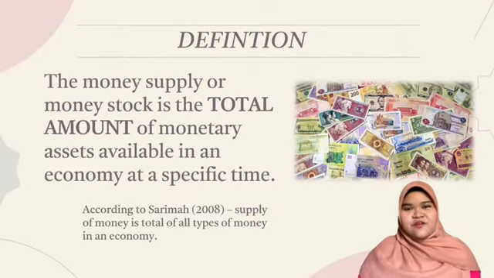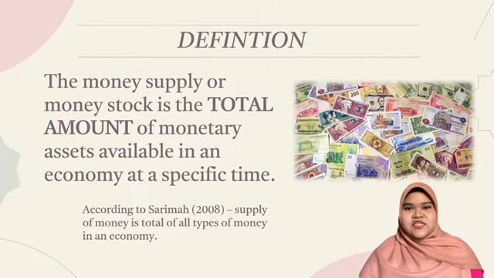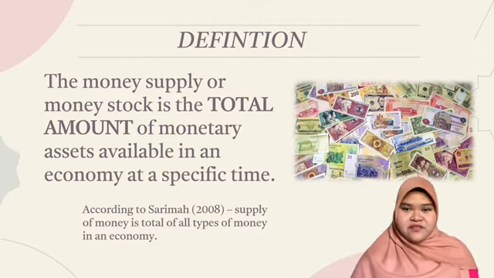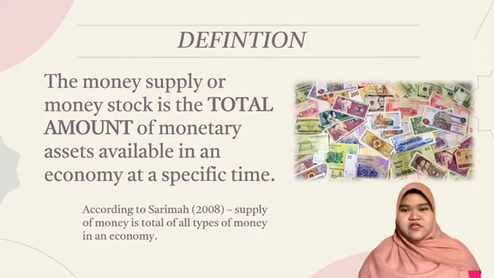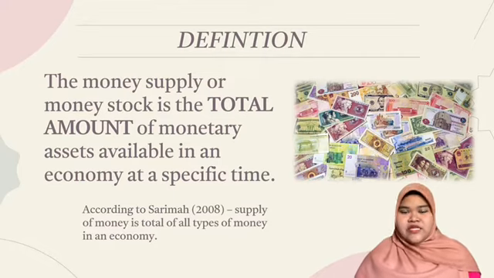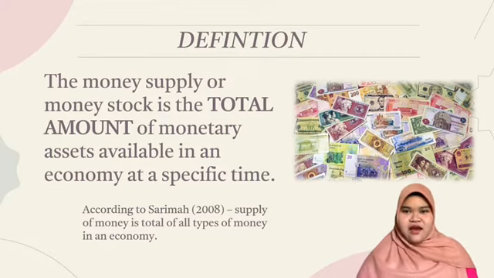Next, I will talk about the definition of money supply. What is the money supply? In economics, the money supply or money stock is the total amount of monetary asset available in an economy at a specific time. According to Sarimah 2008, supply of money is the total of all types of money in an economy. For example, cash, coins, and balance in bank accounts.